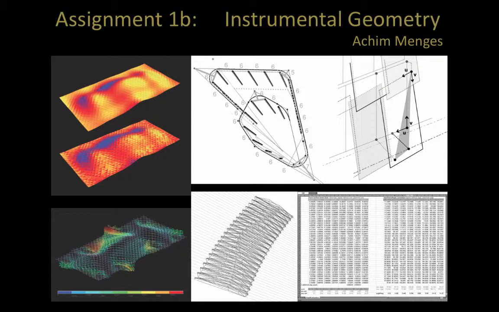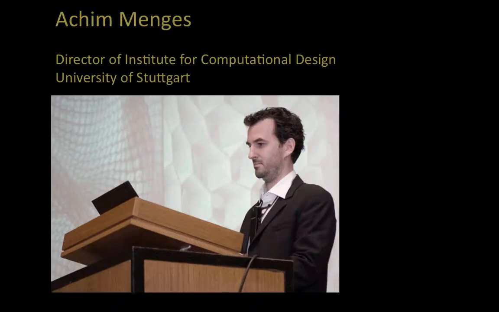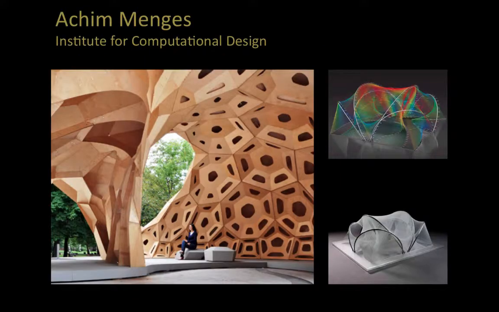The article you'll read, Instrumental Geometry, charts the move from dumb CAD processes to smarter parametric and algorithmic design during the 1990s. It was written by Achim Menges, who is an architect, researcher, and director of the Institute for Computational Design at the University of Stuttgart in Germany. His personal design work and the work done in his research lab, shown here, is at the forefront of experimentation in digital design and fabrication, including parametric modeling and the integration of digital analysis early in the design process.